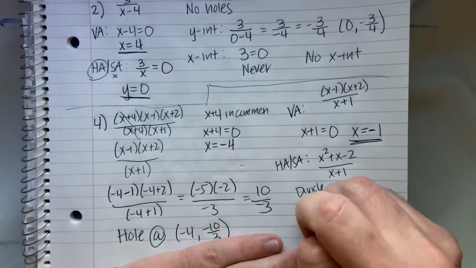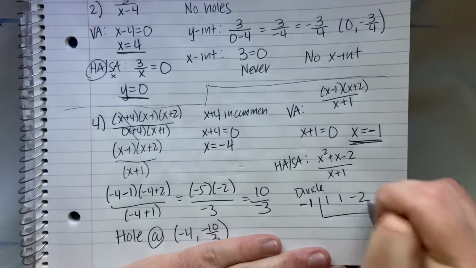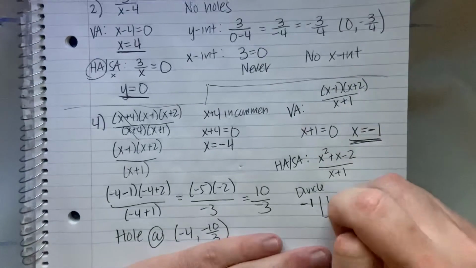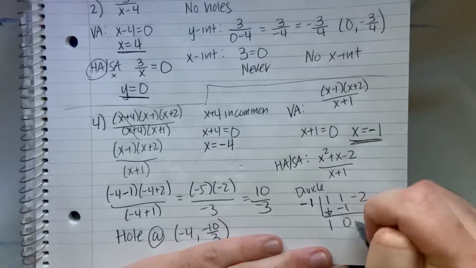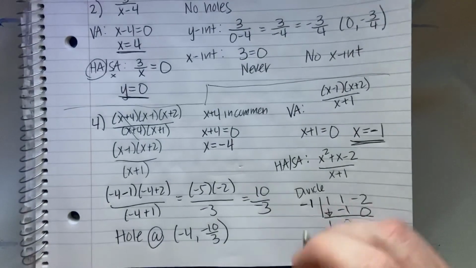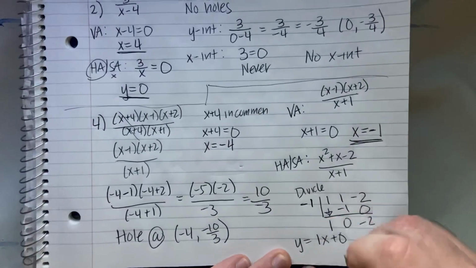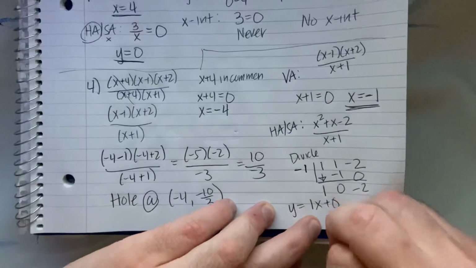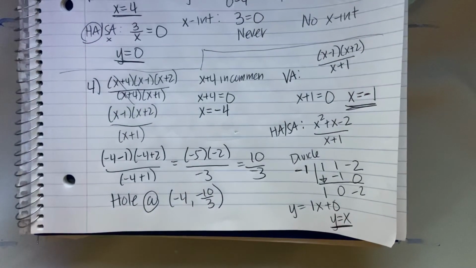So I'm going to use synthetic division, so put a negative 1 on the outside, 1, 1, negative 2 on the inside. Bring down the 1. It's 1. Negative 1 times 1 is negative 1. We have 0, 0, negative 2. You throw out the remainder, so your slant asymptote is y equals 1x plus 0, or just y equals x. So that would be how you find a slant asymptote in the event you have one.